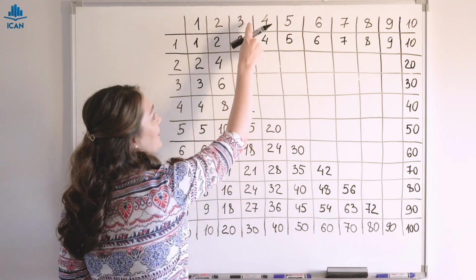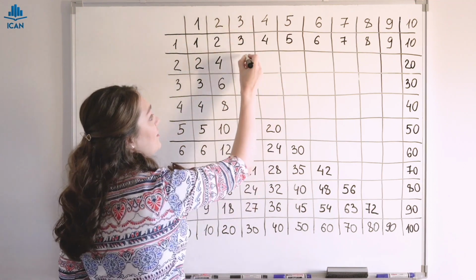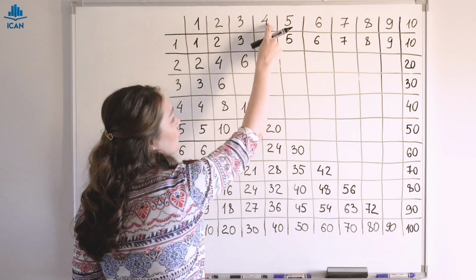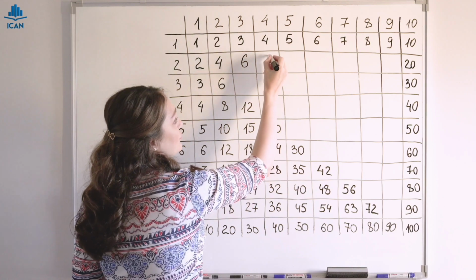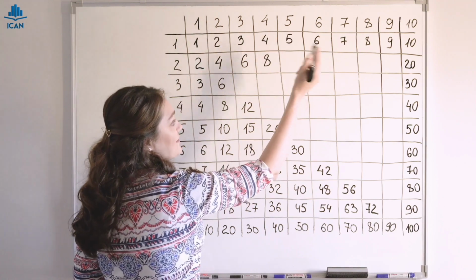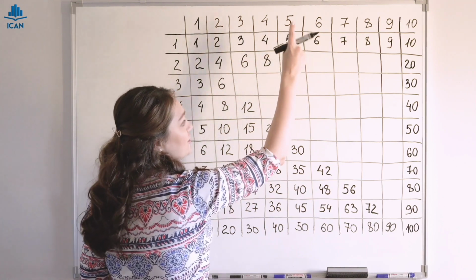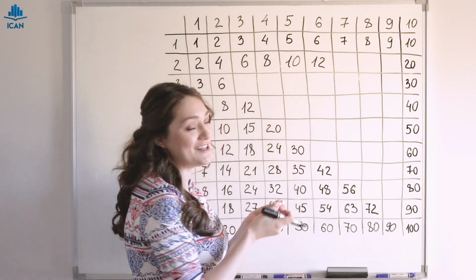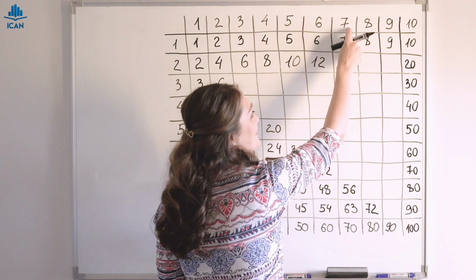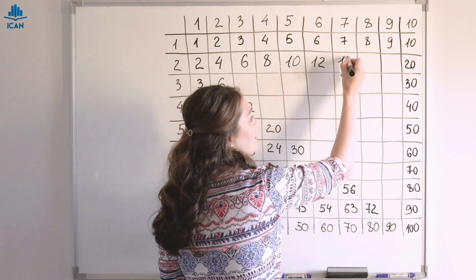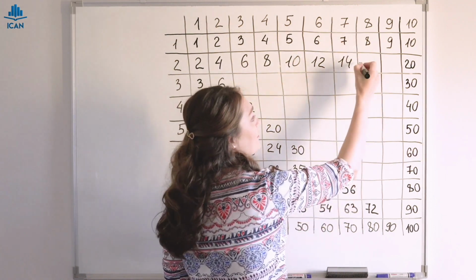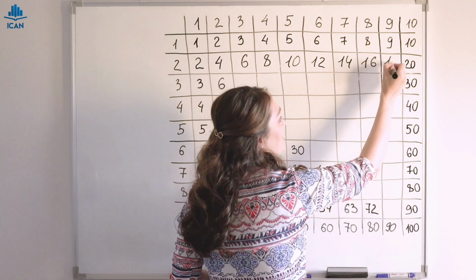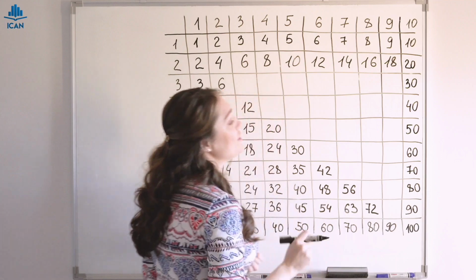Here it was 1 plus 1 equals 2, 4 plus 4 equals 8, 5 plus 5 equals 10, 6 plus 6 equals 12. That is, you don't even need to multiply. It's addition. Seven plus 7 equals 14, 8 plus 8 equals 16, 9 plus 9 equals 18. Well, here is 20. We already knew it.